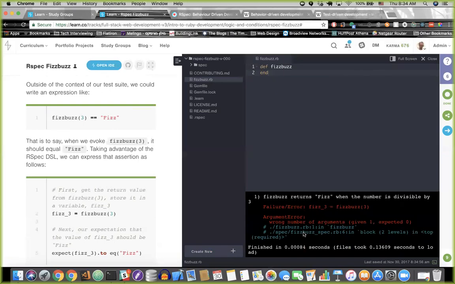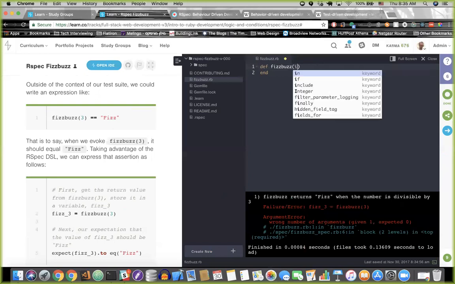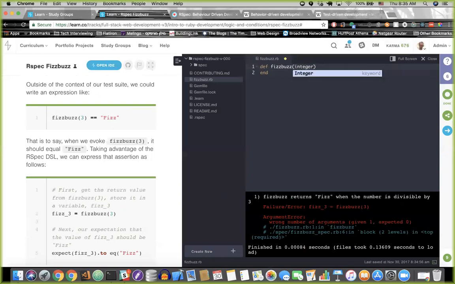Wrong number of arguments given. What does that usually tell us? Well, it says expected 0 given 1. It needs an argument. Why don't we give it an argument of a number? Let's say integer, but let's say a number.